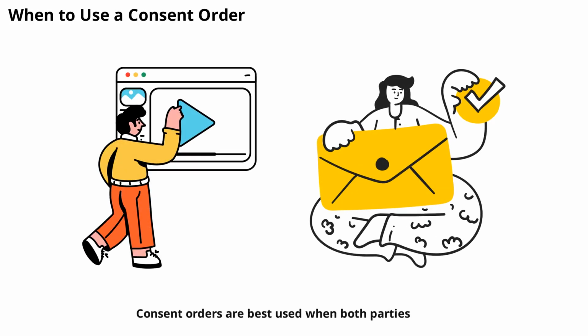Consent orders are best used when both parties are willing to work together to resolve their dispute. They're ideal for situations where negotiation is possible and both sides want to avoid a drawn-out court process. Common scenarios include divorce settlements, business disputes, and civil matters where a compromise can be reached. If there's a lot of hostility or a lack of trust, a consent order might not be the best option. In those cases, a traditional court order may be necessary.